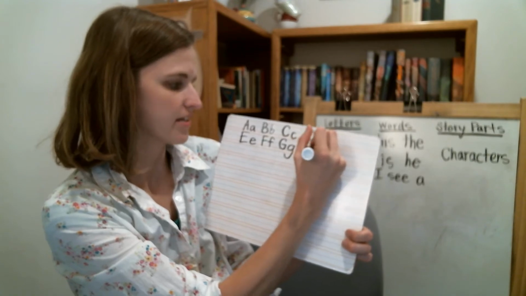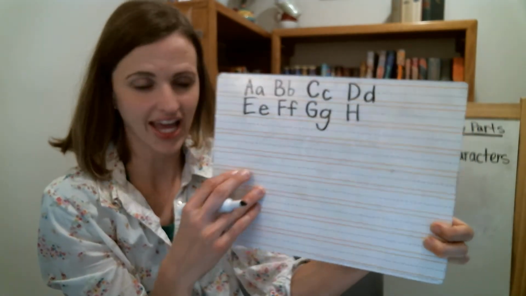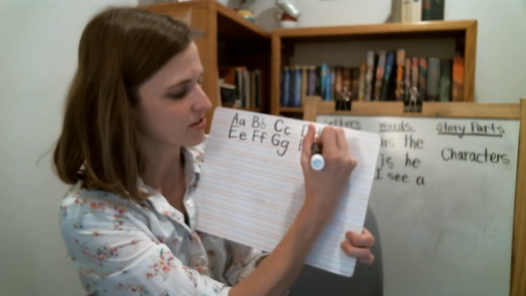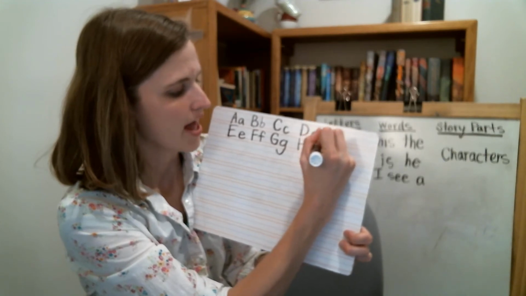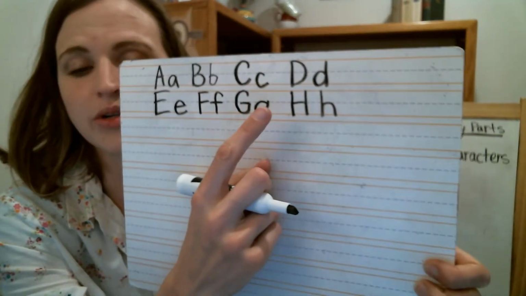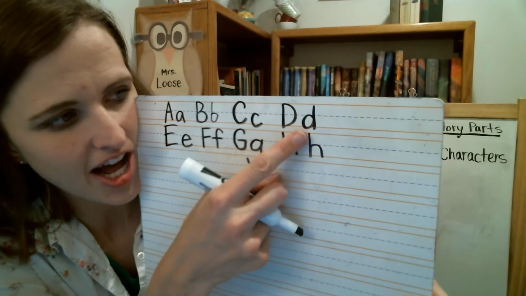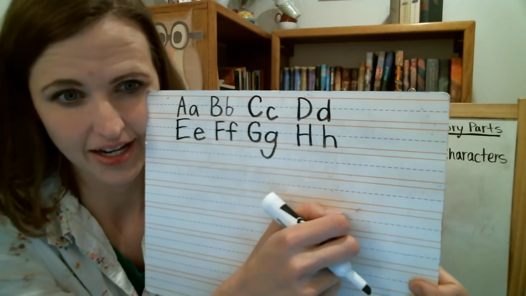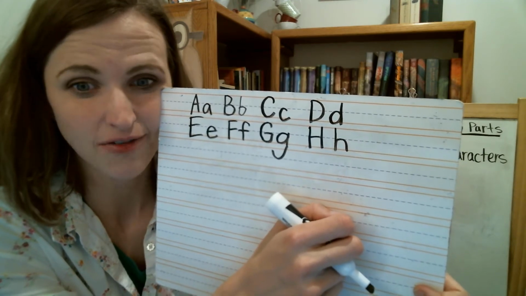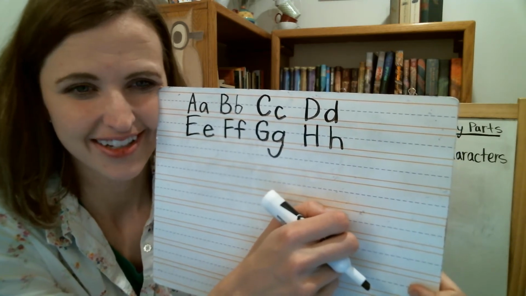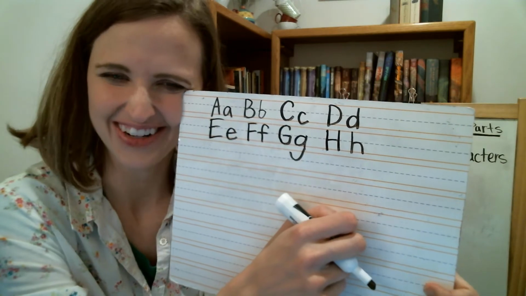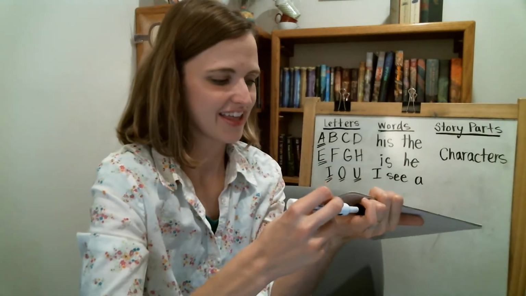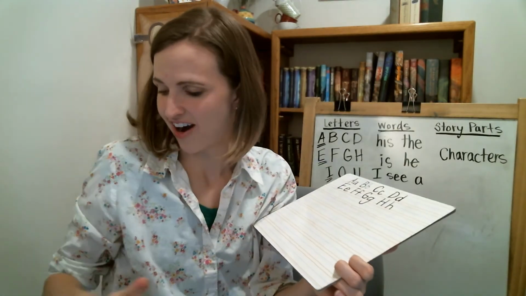H is great. Lots of straight lines for our uppercase. And lowercase starts at the top, comes down, and curves. So it starts way at the top, and when it comes across, it only curves right to that middle line. So be very careful as you make that H. Good work. Okay. That is our writing for this morning.